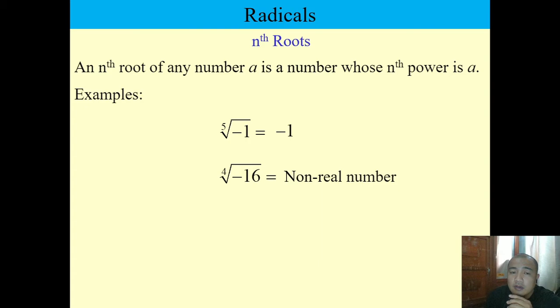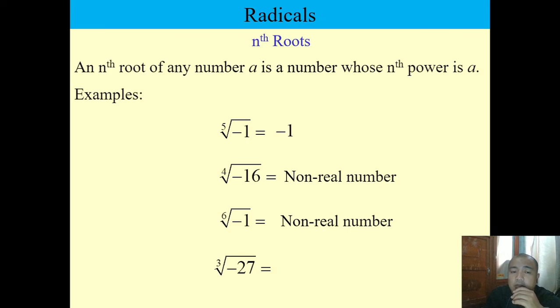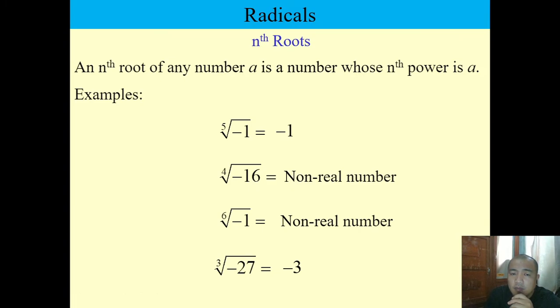What is the 4th root of negative 16? Non-real number, because the index is even, just like a square root. What is the 6th root of negative 1? Non-real number. But what is the cube root of negative 27? Negative 3. There is an answer. Notice here, when the index is even and the radicand is negative, it is a non-real number. But it is possible when the index is odd, so there is an equivalent number or answer.